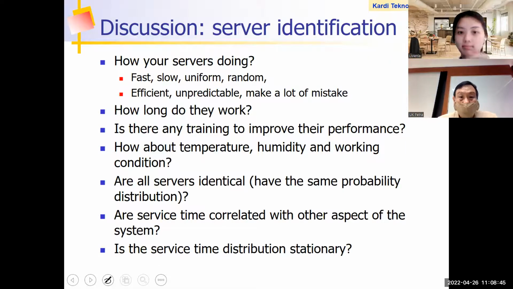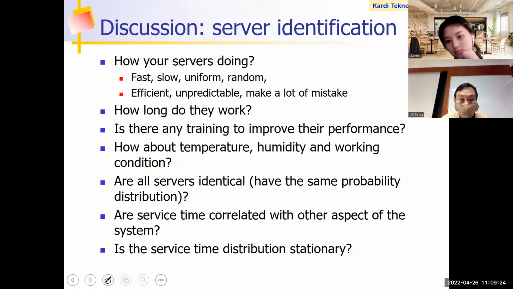Again, when you talk about the server, you need to identify the server. How the server is doing. Is it fast, slow? Is it uniform or random? How efficient is it? Is it unpredictable, or does the server make a lot of mistakes? How long do they work? Is there any training that can improve their performance? If they are human, they are prone to temperature, humidity, working condition. So if the working condition is better, they will improve their performance.